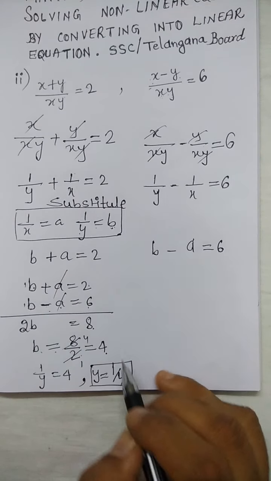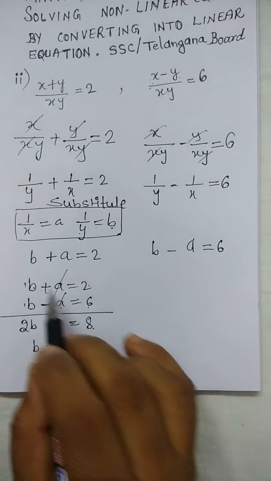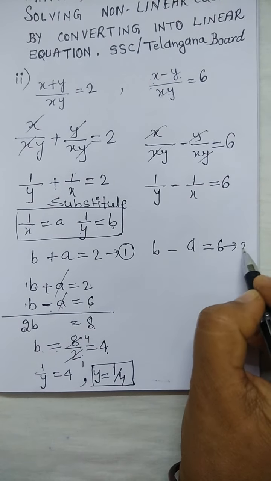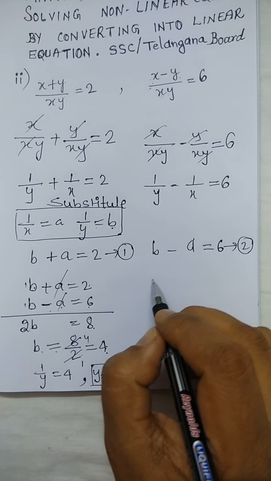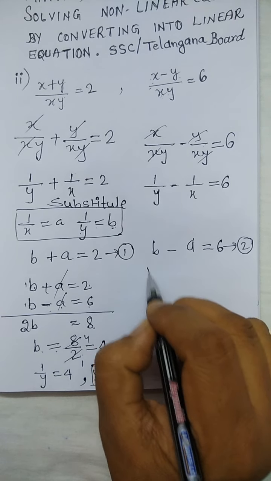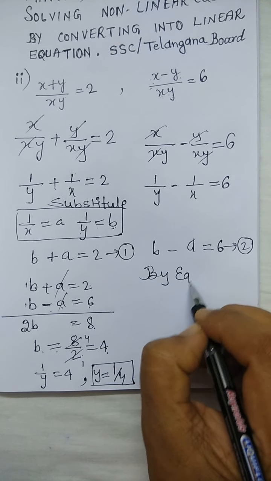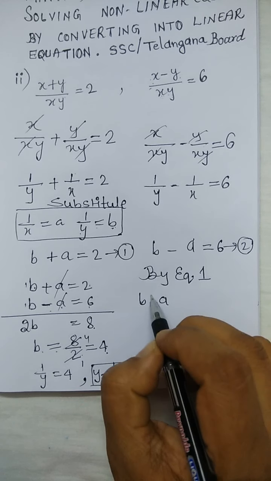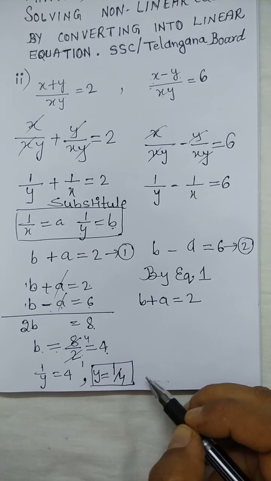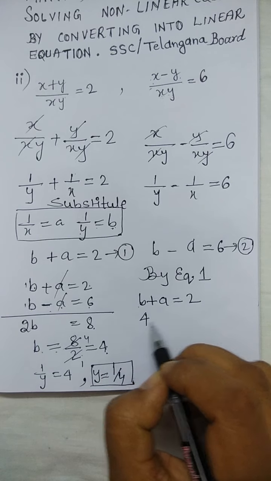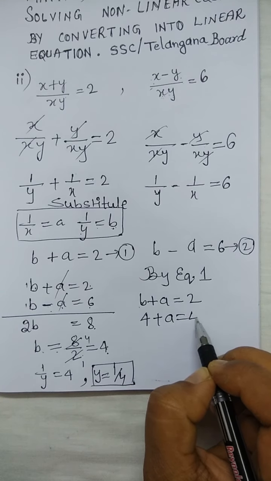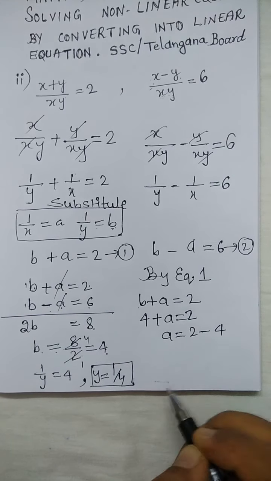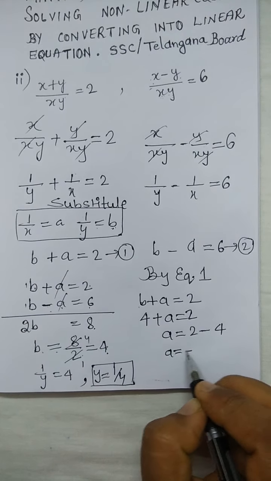Now this B value you substitute in any one of the equations. This is equation number 1 and this is equation number 2. I will consider equation 1: A B plus A is equal to 2. Now you put B value 4 here. 4 plus A equal to 2. So A will be equal to 2 minus 4. So A will give you minus 2.